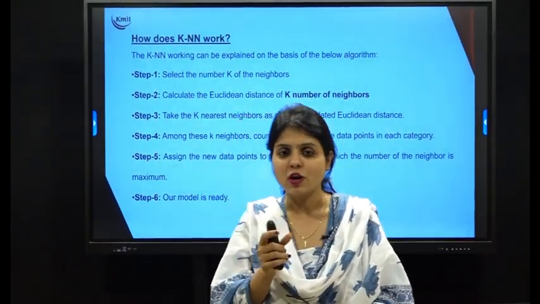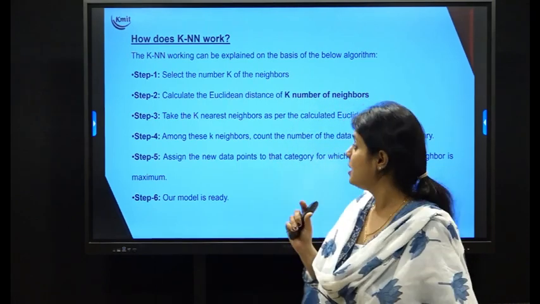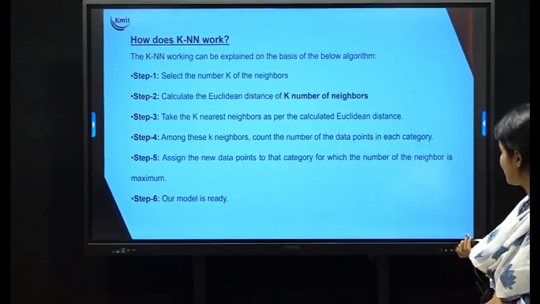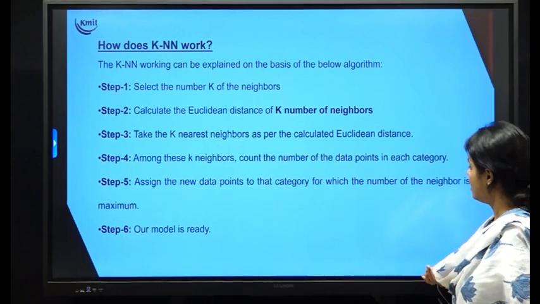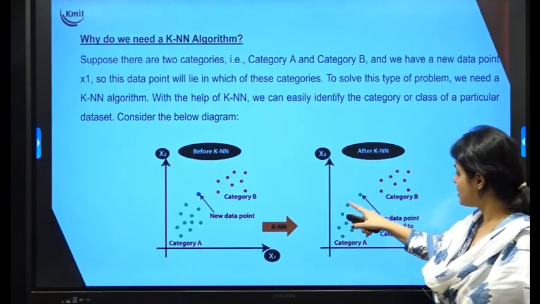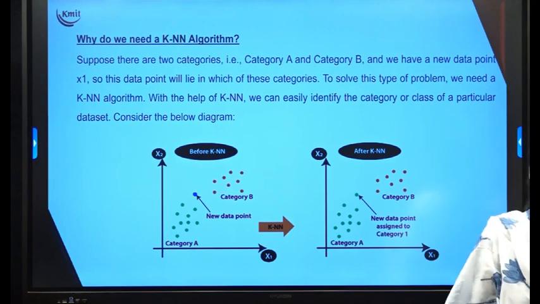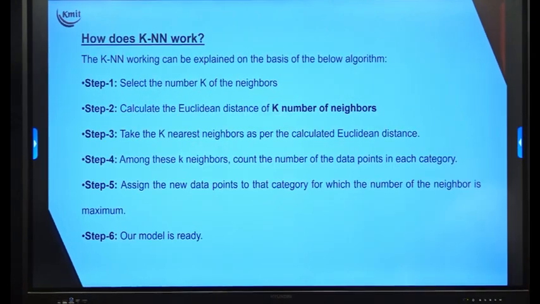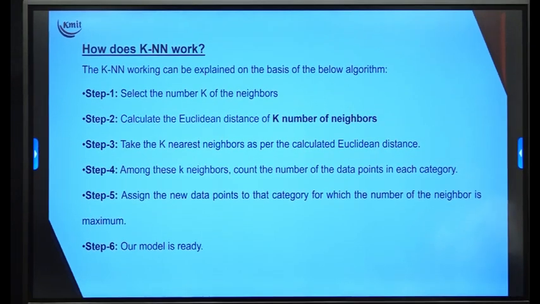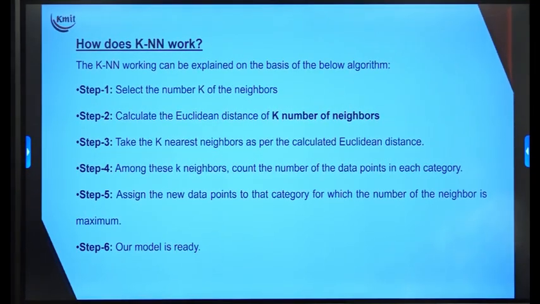But not just that, you also have to calculate the Euclidean distance between k number of neighbors. So you have to calculate the distance between this and this, this and this, this and this, when you keep k equal to 3. After you calculate the Euclidean distance, take the k nearest neighbors as per the calculated Euclidean distance, and among these k nearest neighbors, count the number of data points in each category.